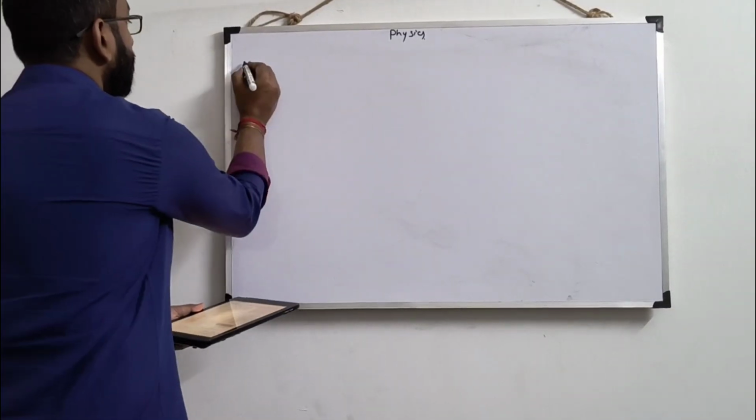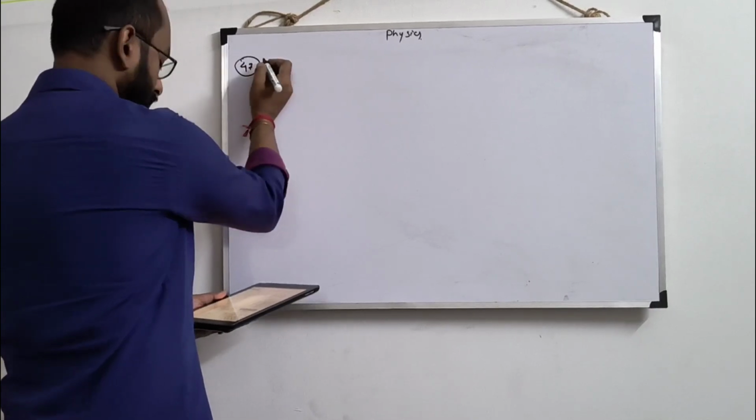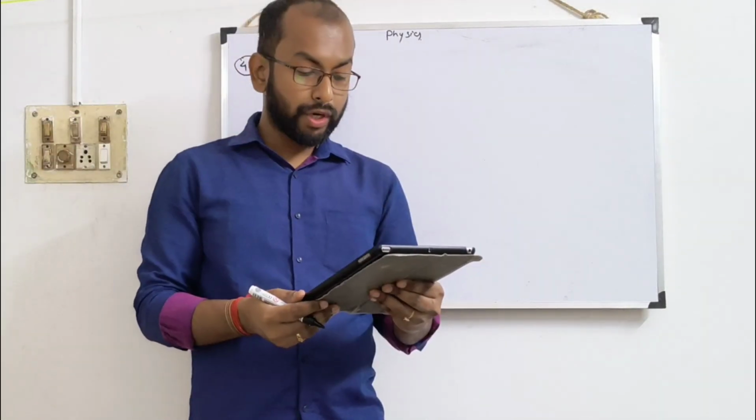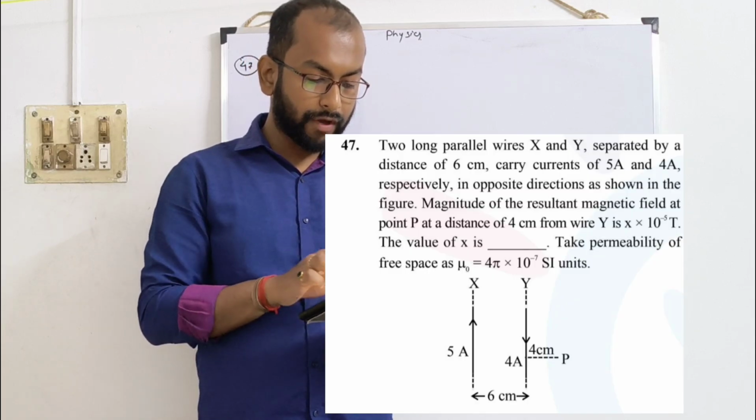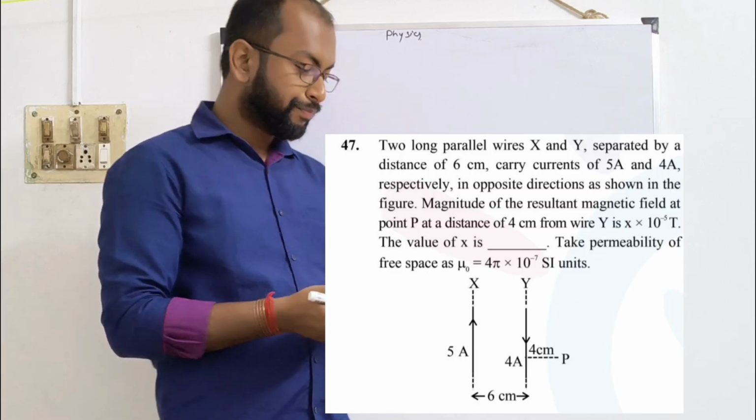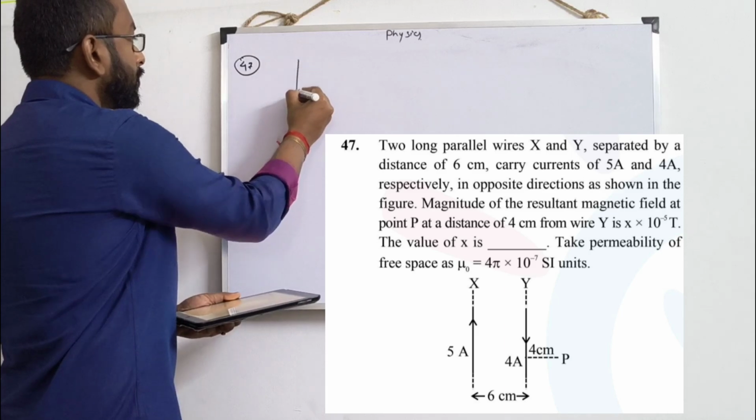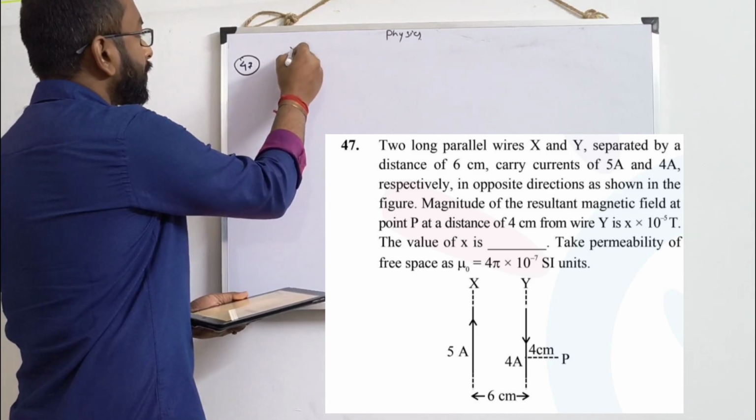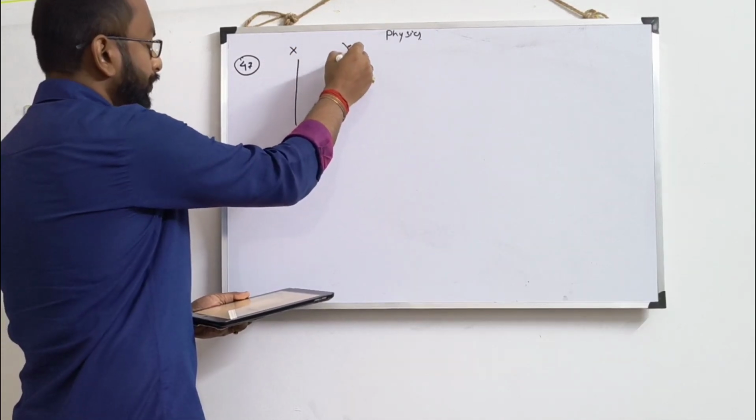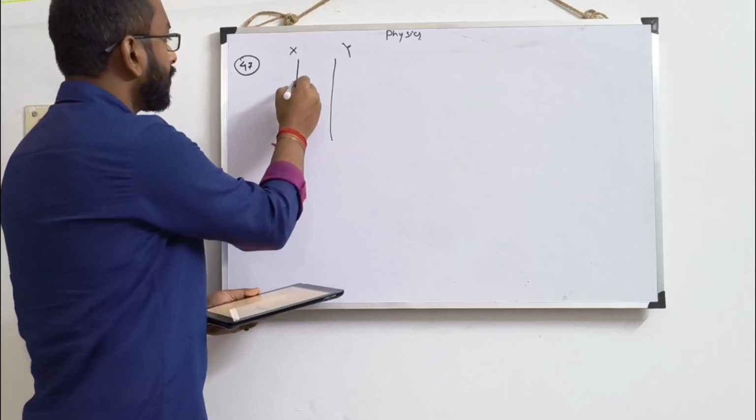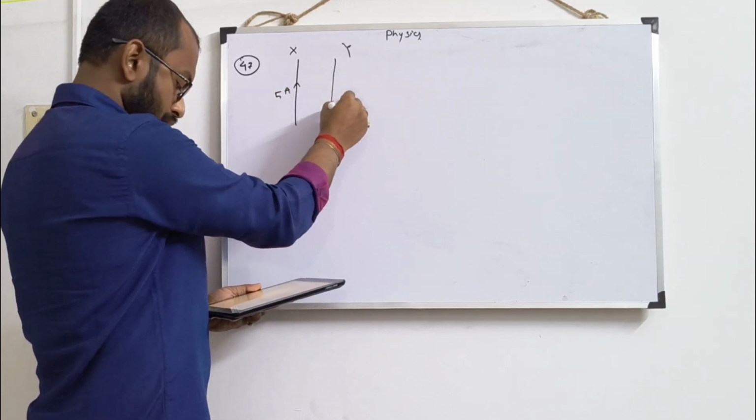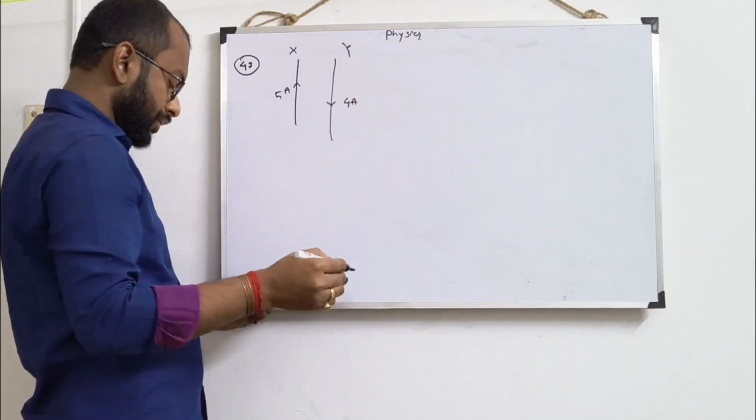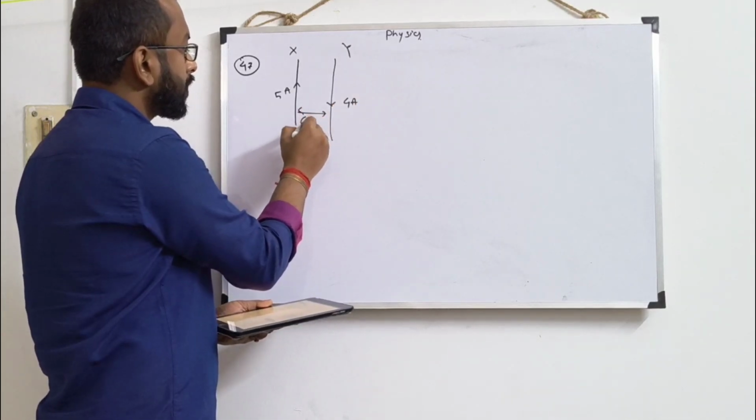The next question, question number 47. Two long parallel wires x and y separated by a distance 6 cm carrying current 5 ampere and 4 ampere respectively. We'll just draw the diagram first. That is x, that is y. It is carrying 5 ampere current in upward direction, and this is carrying 4 ampere current in the downward direction. Their separation is 6 cm, it is given.